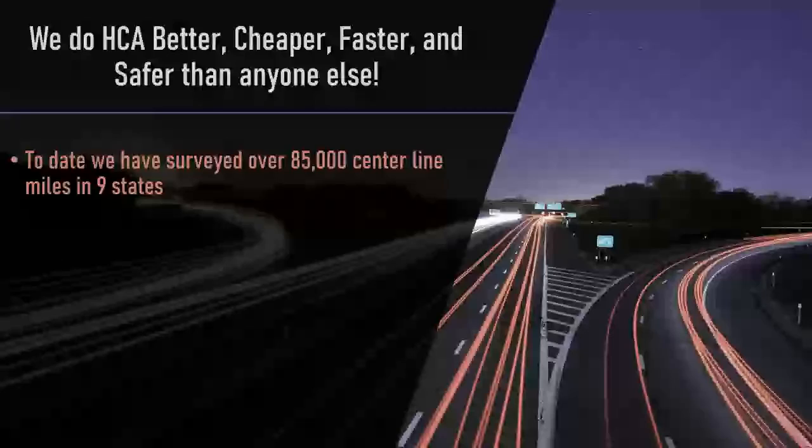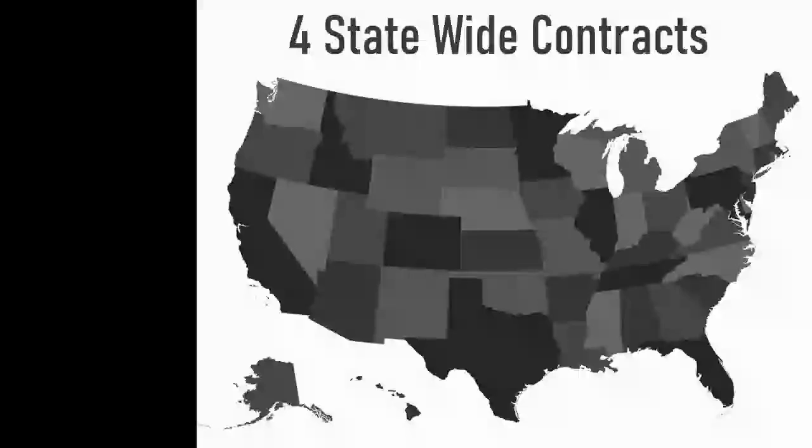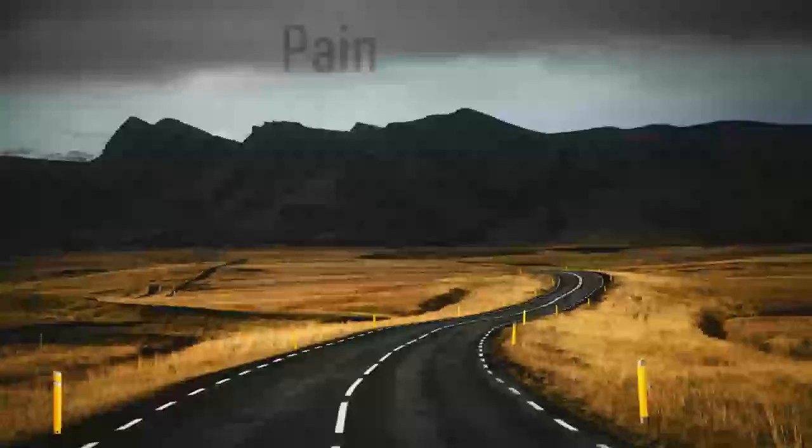To date, we've surveyed over 85,000 centerline miles in 9 states. We've driven over 500,000 miles to get that data. We'll talk about that and why that's necessary as well. We processed more than 200,000 curves, and we've inventoried over 400,000 signs to date. So we have a lot of experience in all aspects of it. The states were either completed or are completing very soon, and that has required a lot of work through the last couple of years.